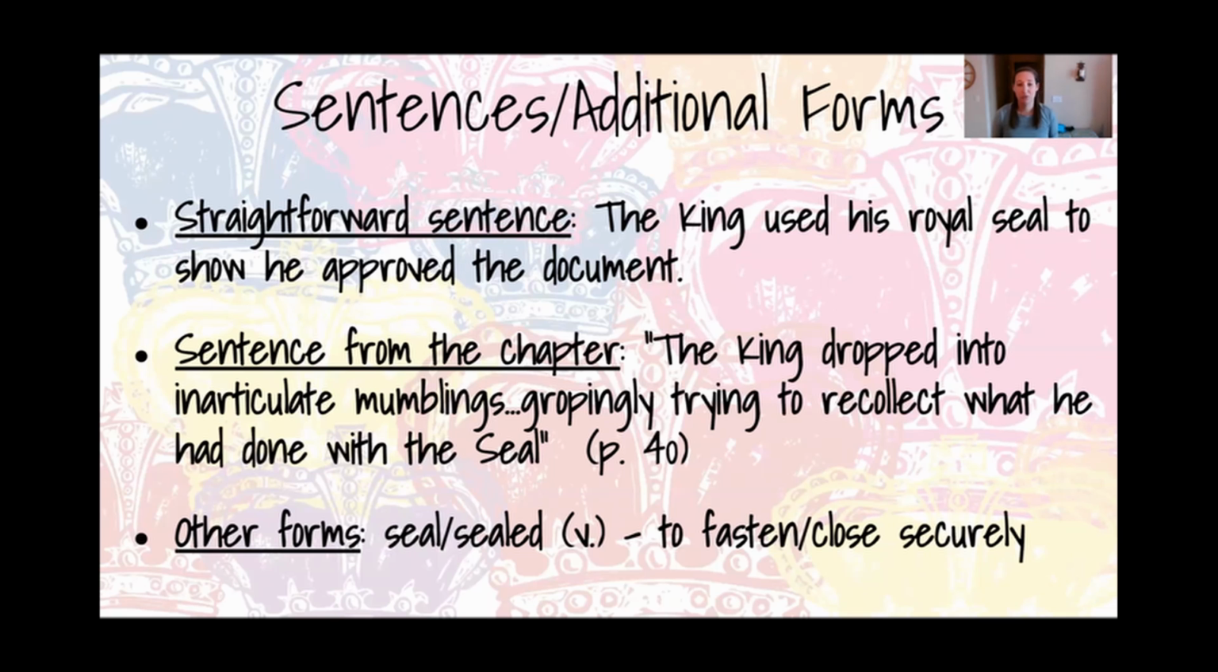Other forms of this word that also get used in the book are to seal or have something be sealed, meaning to fasten close or securely, which gets used a lot in the story as well. Both of those you'll see throughout the story, but probably the one that you see the most is capitalized. And when it's capitalized, it's talking about the king's seal.